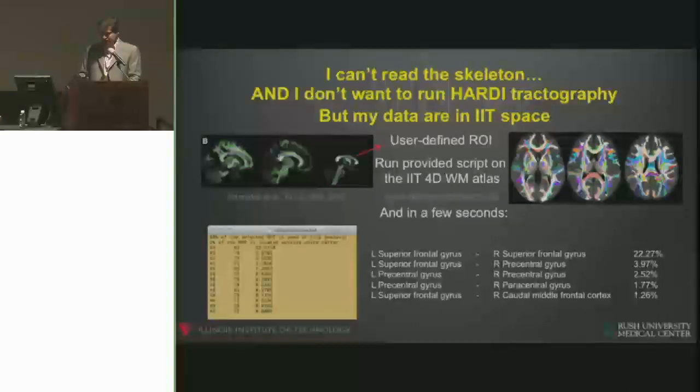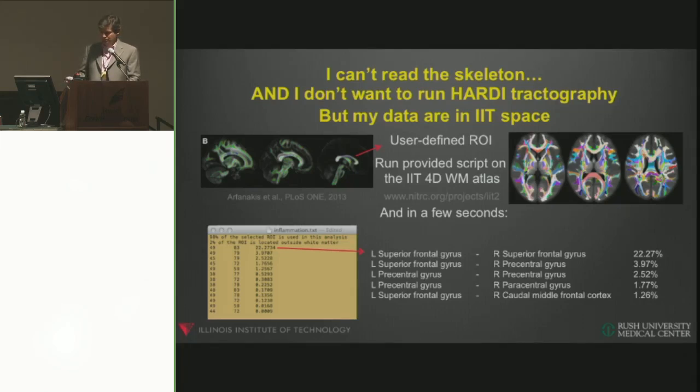The first column of that text file shows IDs for different gray matter regions. The second column shows IDs again for gray matter regions, and the third column shows confidence for the connection between the gray matter region in the first column and the gray matter region in the second column. So, for example, for this first row, we see that the connection between the left superior frontal gyrus and the right superior frontal gyrus is the most probable connection through that ROI.